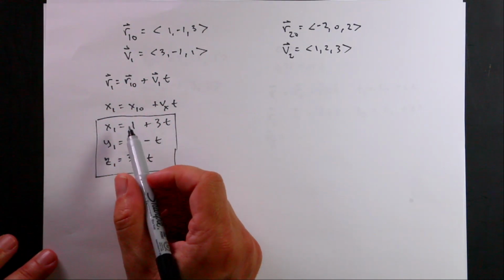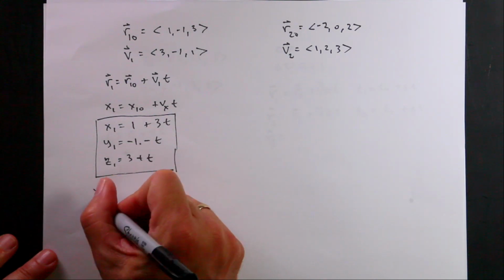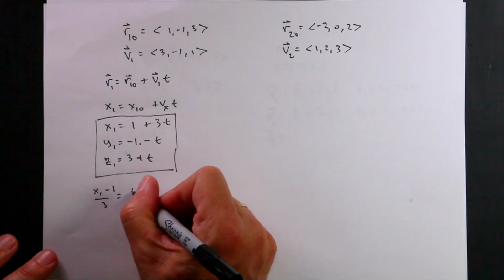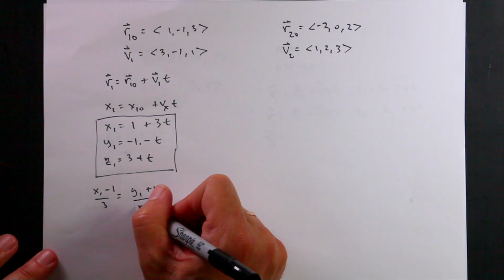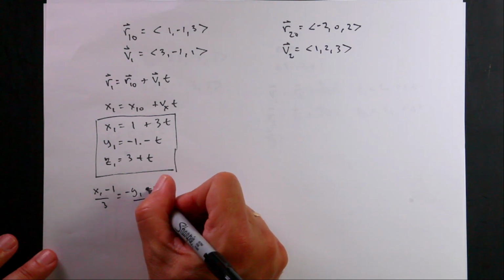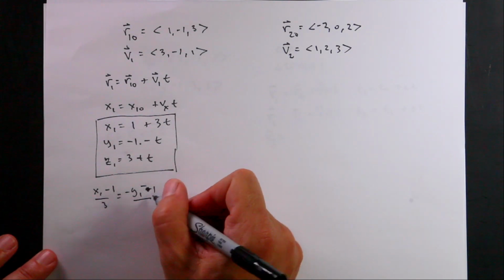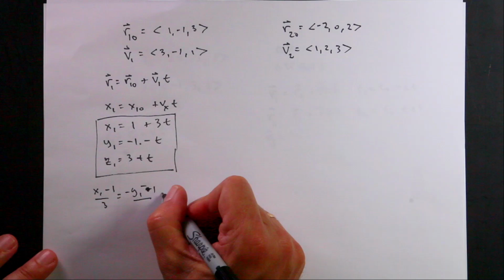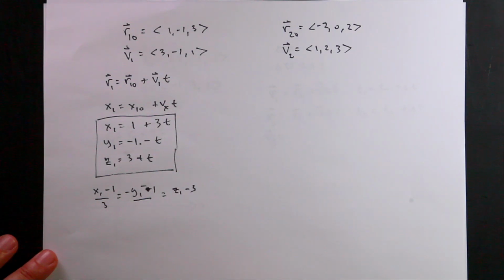If I want to get that in symmetric form, I'm going to solve all these for t. So this would be x1 minus 1 over 3 equals y1 plus 1 over -1, which equals t. And then solving this for t, I get z1 minus 3 over 1. That's my symmetric form, which I think is stupid. But it's not my role to make a judgment, right?